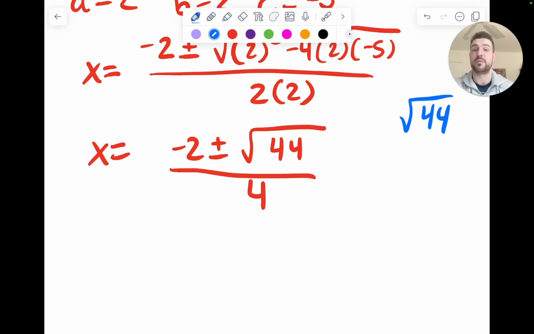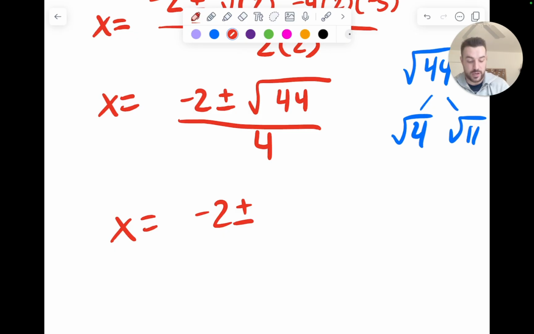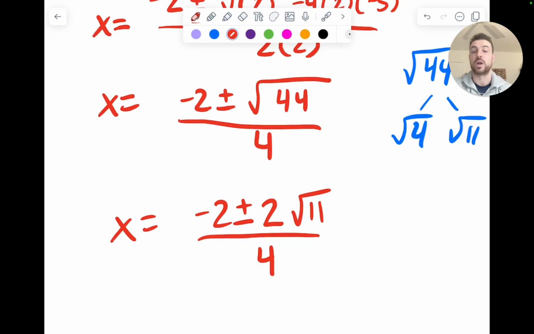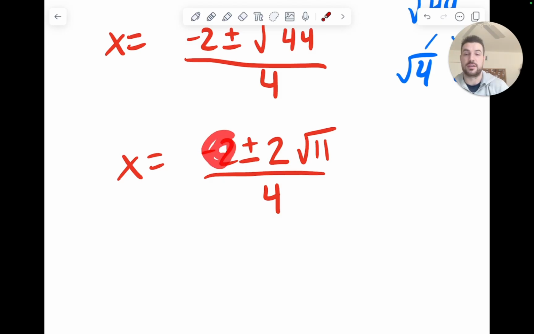Now to do that, we need to find the biggest perfect square that multiplies into it, which is 4. So the square root of 44 is equivalent to the square root of 4 times the square root of 11. The reason I wanted to do that is because now I get x equals negative 2 plus or minus, well, the square root of 4 is 2, and I can't simplify the square root of 11, so that is going to remain the same. We are almost done here, but what we might notice is both of our values here, negative 2 and 2, can be simplified when they are divided by 4.